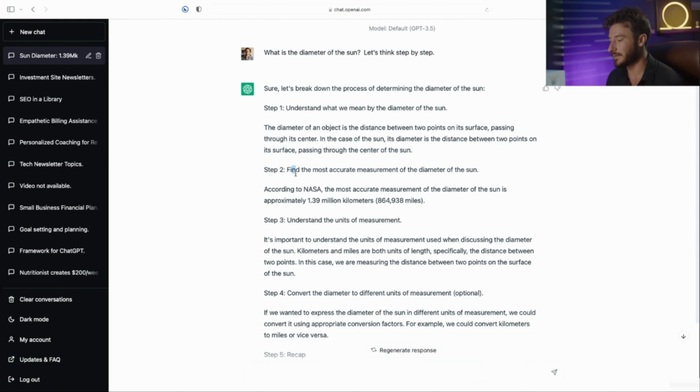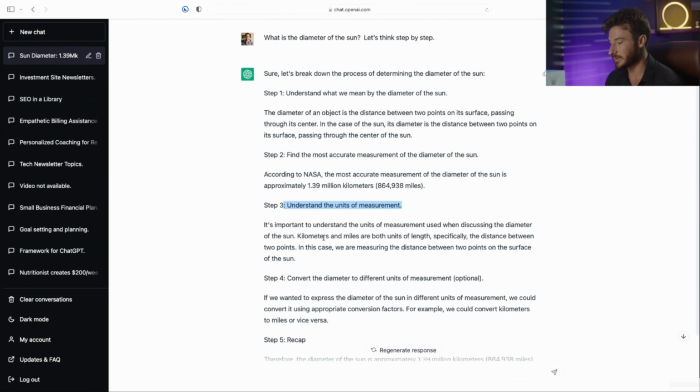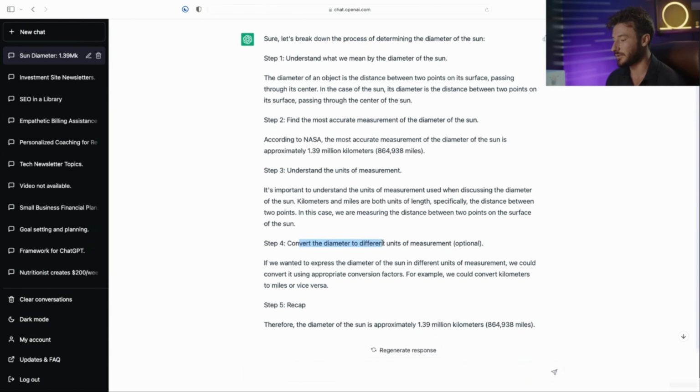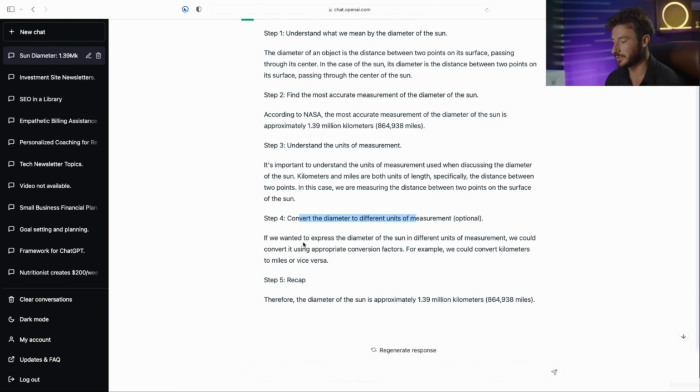Step 2, find the most accurate measurement of the diameter of the sun. And it goes into how it came up with that, or how one would go through that process. According to NASA, the most accurate measurement of the diameter of the sun is approximately, boom, our number. And then we want to understand the units of measurement. It's important to understand the units of measurement used when discussing the diameter of the sun. Kilometers and miles both specify the length. And then we go into step 4, convert the diameter to units of measurement as an optional step.